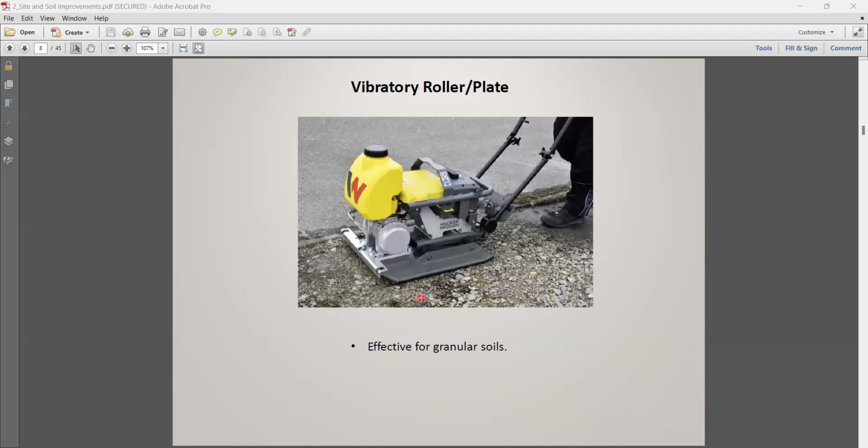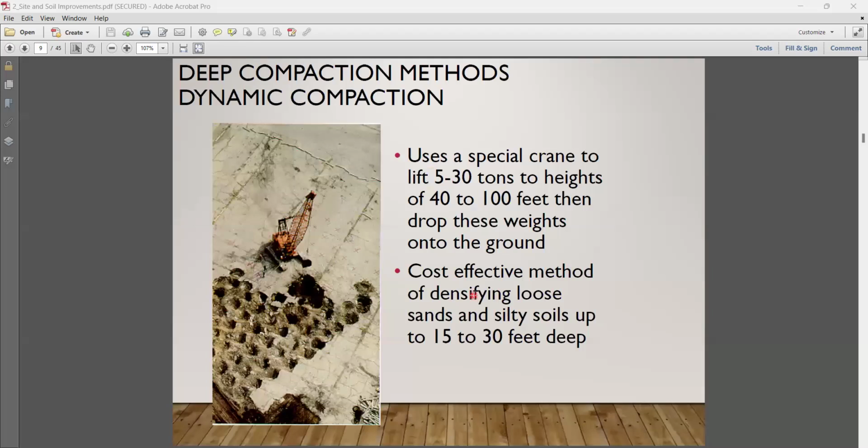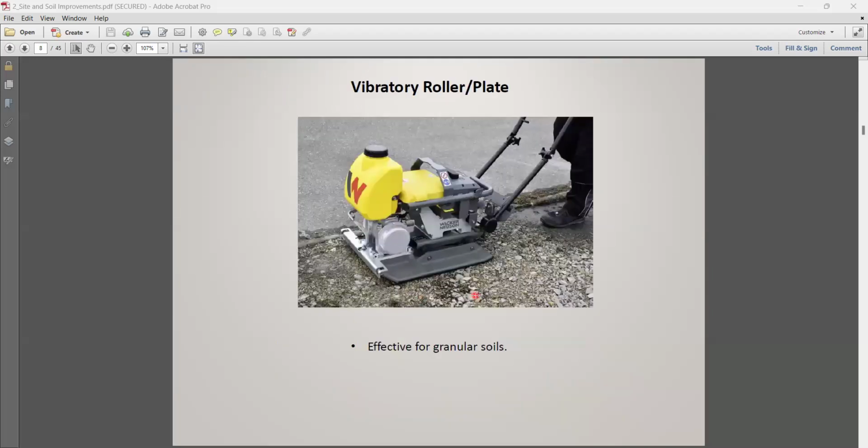Then there's another one, the vibratory roller. I think we discussed this during soil mechanics as well. The vibratory roller is effective for granular soil, not effective for clayey soil. Okay, so that sort of thing. Those are the shallow compaction methods. So shallow, not very deep.